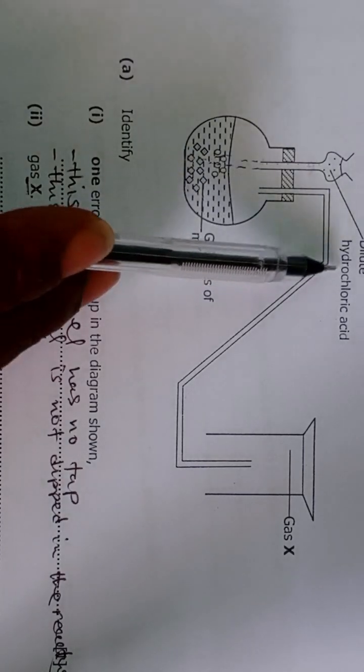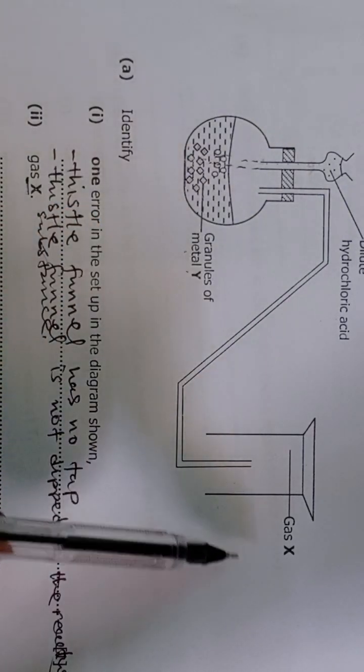So identify gas X. Remember the reaction between a metal and an acid. The gas that is produced is hydrogen gas.